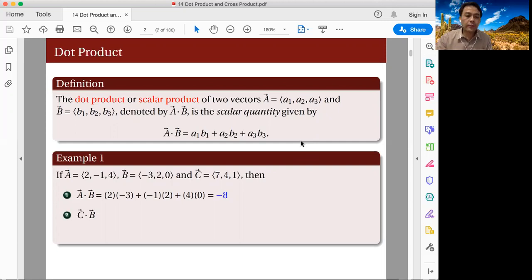Another example is the dot product of C and B. So we get the product of the first components, that's negative 3 times 7, and then of 4 times 2, and then of 1 times 0, and we get the products and we add them and we get negative 13.